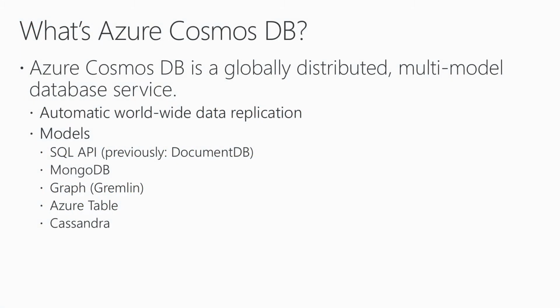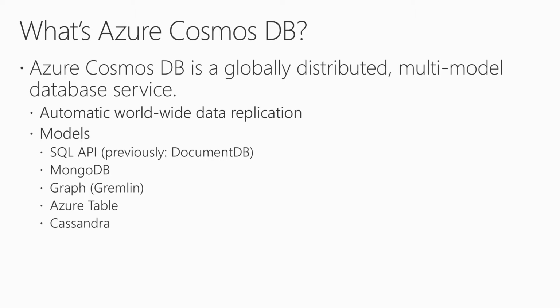What is Cosmos DB? Azure Cosmos DB is a globally distributed, multi-model database service. First, it's globally distributed. That means having your data replicated worldwide in multiple data centers without the fear of losing anything. Second, it's multi-model, so Cosmos DB adapts to your needs.